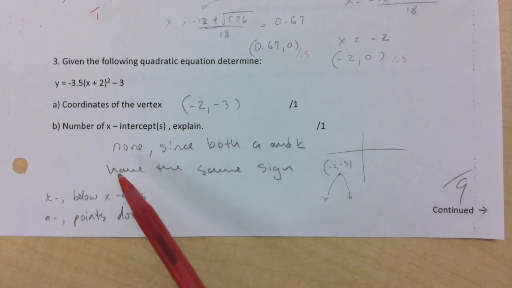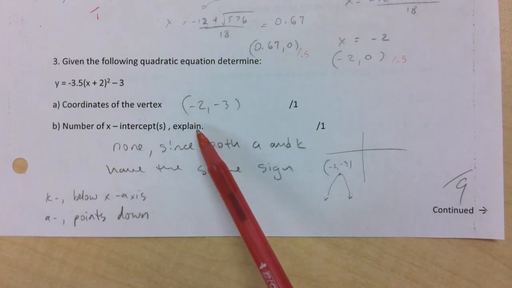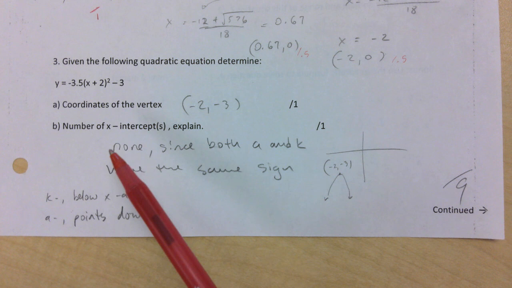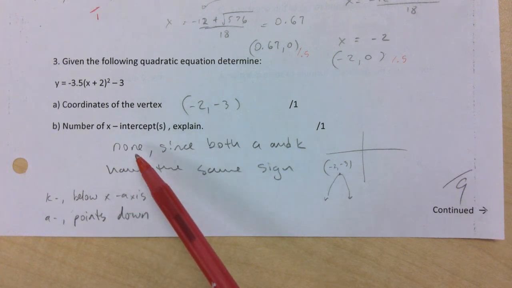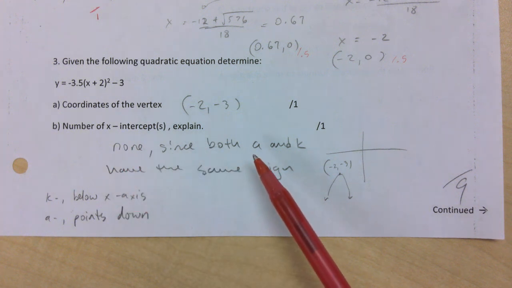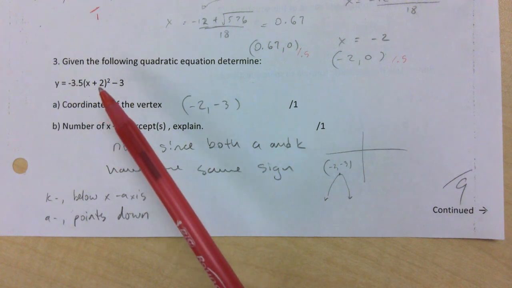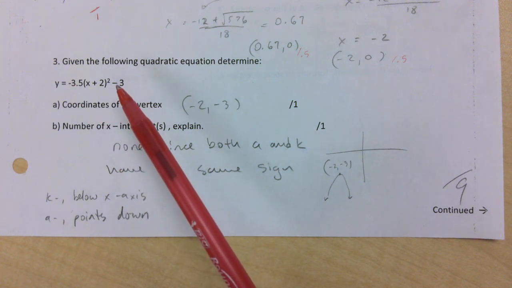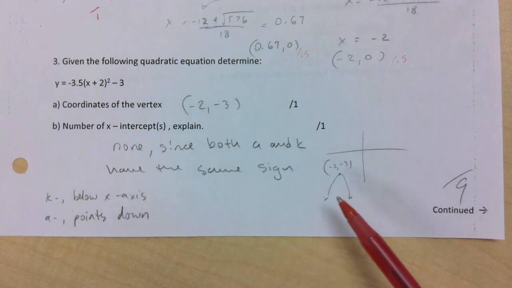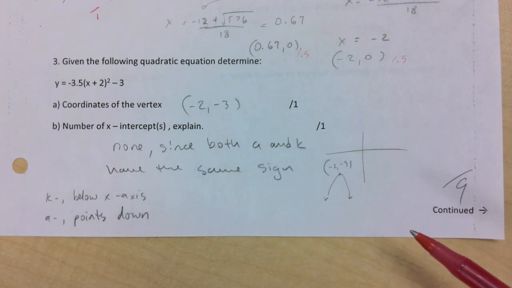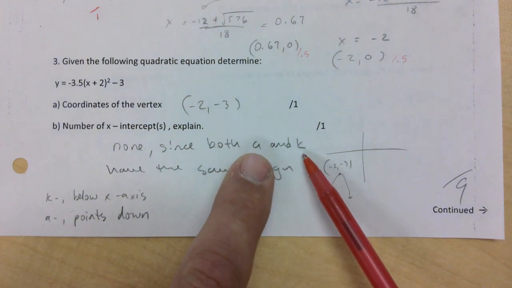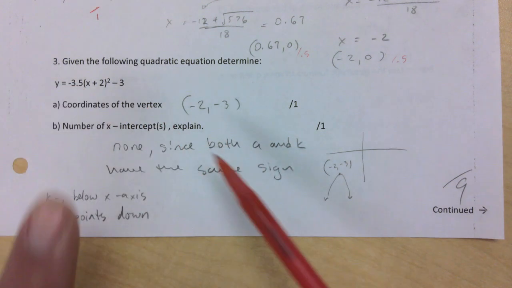Number of x-intercepts, explain. So here's where your knowledge comes in. How do you know, right? None, since both A and K, remember, if A and K have the same sign, they're both negative, it will never cross the x-axis. So here I was more so looking for your knowledge of the descriptive form.